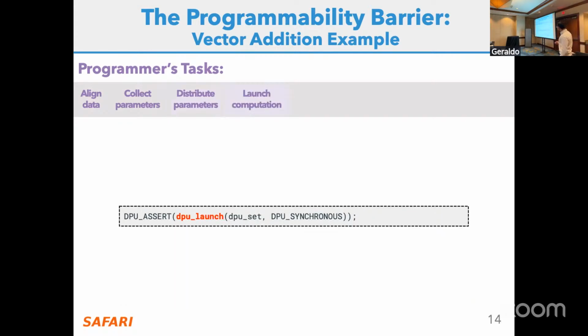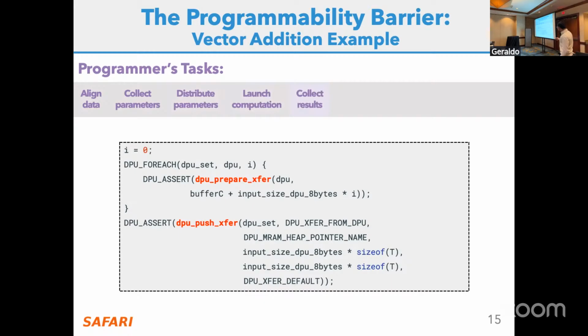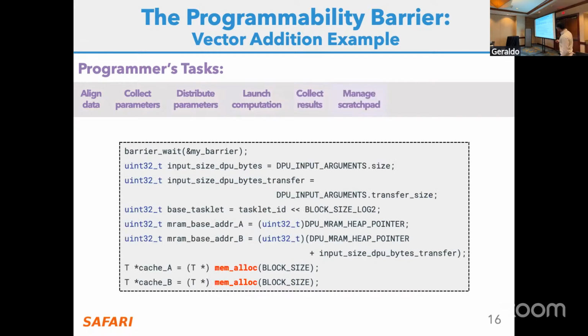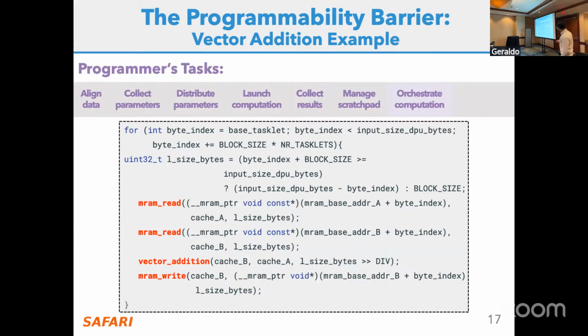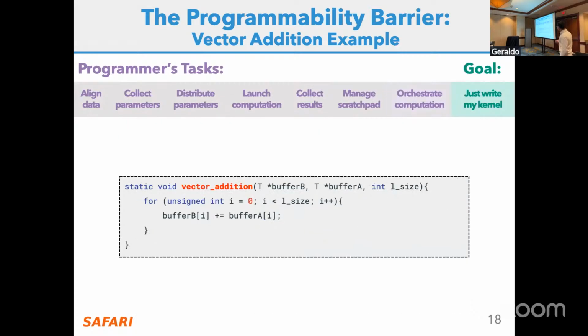You need to launch the computation. You need to collect output results. You need to manage the scratchpad memory. You need to orchestrate the overall computation. But in the very end, what you just want to do as a programmer is to sum two buffers, do a reduction of a buffer and put it in another buffer, right? So what I just want to highlight here is that there is a lot of code management that you need to worry about when programming general-purpose processing in memory chips, just so that you write 4 lines of code.